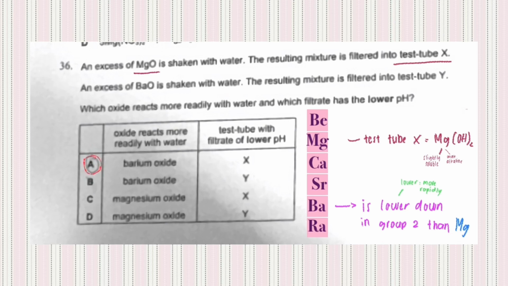So the right answer is A, because barium oxide reacts more readily with water, and Mg is the test tube with lower pH than barium.